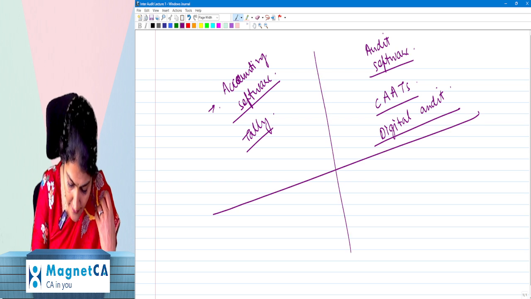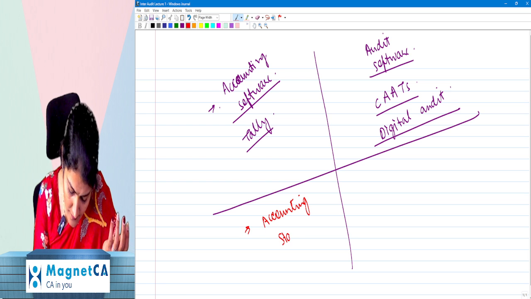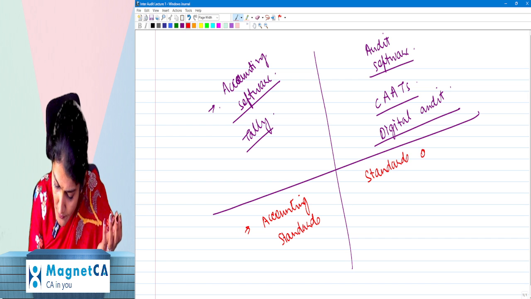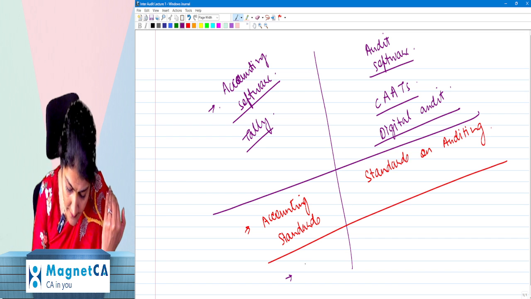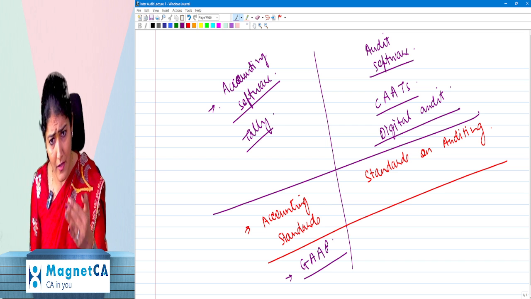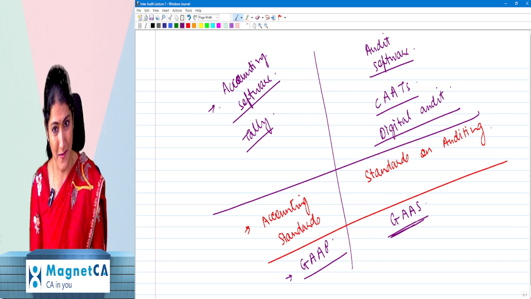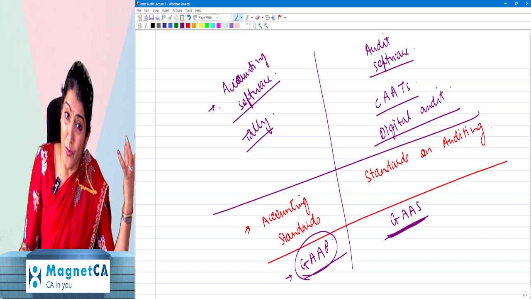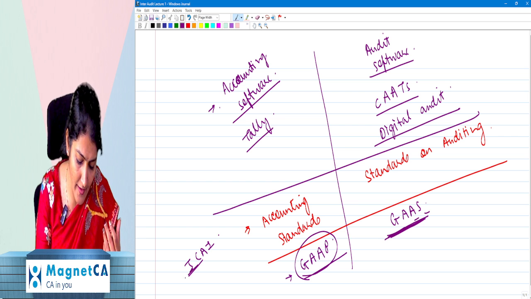Just as for doing the accounting the ICAI has issued the accounting standards, on similar lines, to do the audit, the ICAI has issued the standards on auditing. For accounts, we have the generally accepted accounting principles, as mentioned. Similarly, for doing audit, we have the generally accepted auditing standards. This is generally accepted accounting principles, and this is generally accepted auditing standards. Both have been issued by the ICAI.